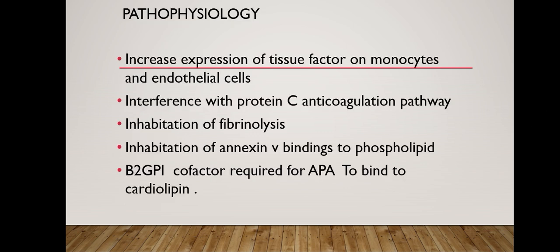Pathophysiology. The pathophysiological features of this disease are increased expression of tissue factor on monocytes and endothelial cells, interference with the protein C anticoagulation pathway, inhibition of fibrinolysis, inhibition of annexin V binding to phospholipid, and finally, the beta-2 GP1 cofactor requirement for antiphospholipid antibody to bind to cardiolipin.